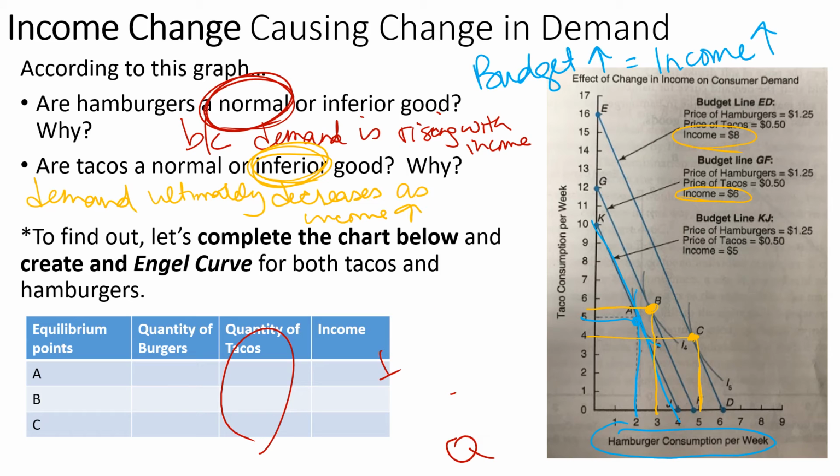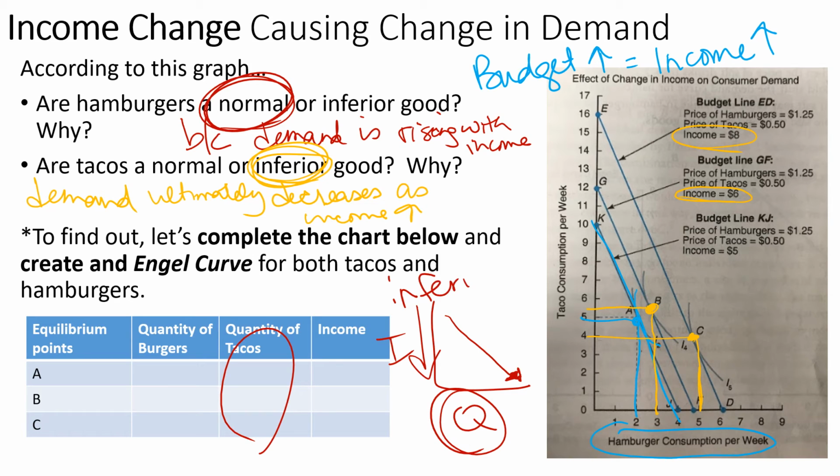And then sometimes you would see the quantity decrease as the income decreases. Oops, I'm sorry, I said that wrong. The quantity increases as the income decreases. So that would be an inferior good.